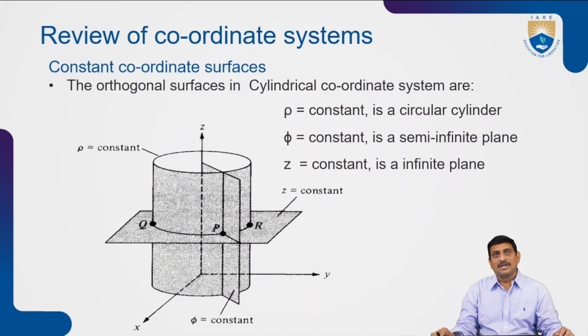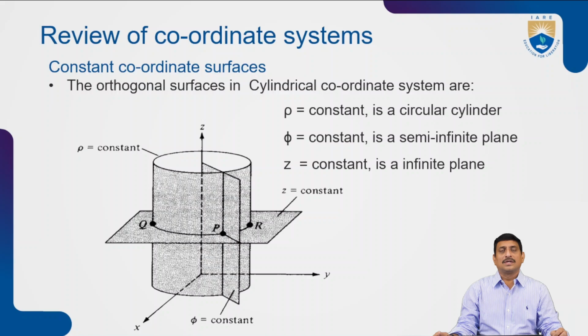In the cylindrical coordinate system, the three mutually perpendicular coordinate axes are the rho axis, the phi axis, and the z axis, where rho is called the radius of a cylinder, phi is called the azimuth angle, and z is the same axis as in the rectangular coordinate system. Rho ranges from 0 to infinity, phi changes from 0 to 2 pi, whereas z varies from minus infinity to plus infinity.